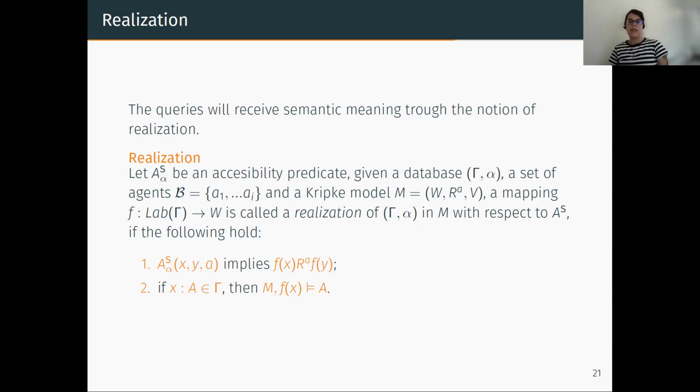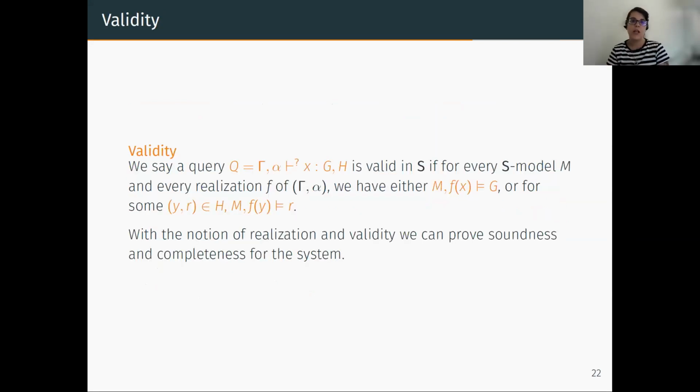And we also have, if we have a formula at a certain label in the database, then that formula is going to be true in the model in the particular world that is mapped by the function. So these two things have to hold to have a realization. And that is the way we are going to give a semantic meaning to the queries.